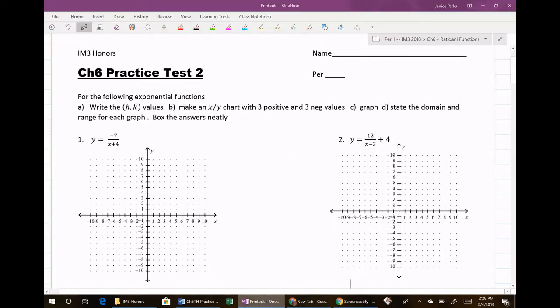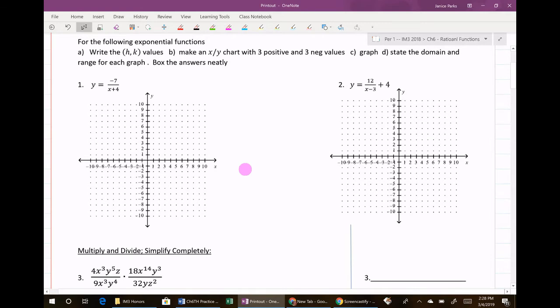In this video, I'm going to show you how to do the problems on the practice test number 2. So for the first two problems, you're graphing. The first thing you want to do is mark down your HK values. So for the first one, it's -4, 0, since that number is a 4.